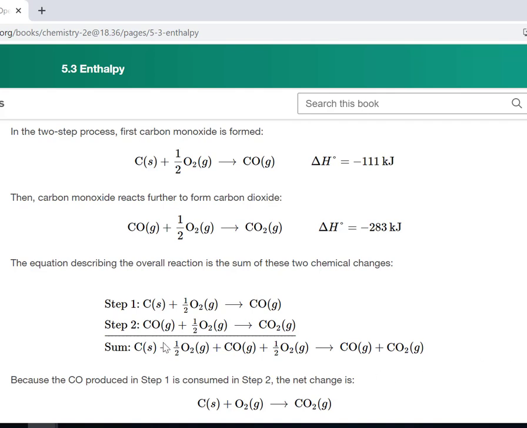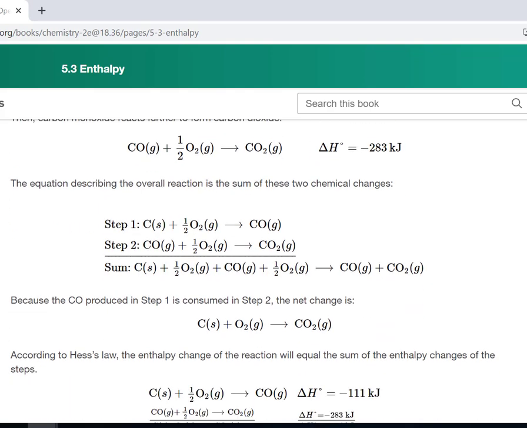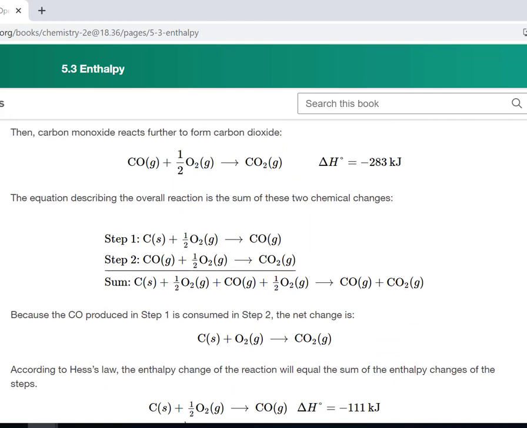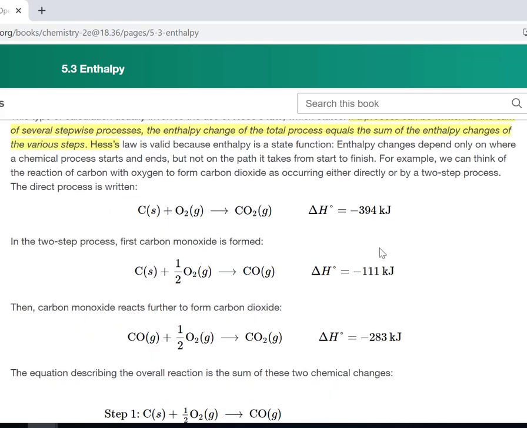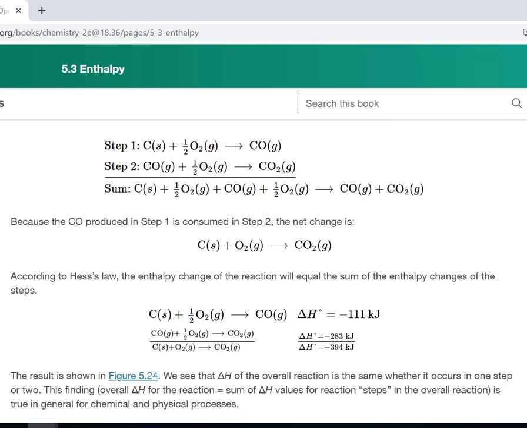So we can say 1/2 plus 1/2 is just O2. We have carbon monoxide on both sides. We can get rid of that. And we end up with that initial reaction, carbon plus oxygen to give carbon dioxide. Okay, so this is applying Hess's law. We're taking these together and we want to get the overall reaction. So we're adding this one and this one to get this one.